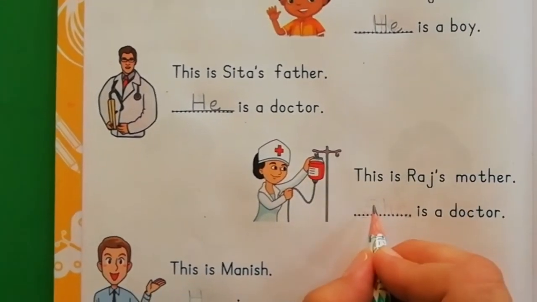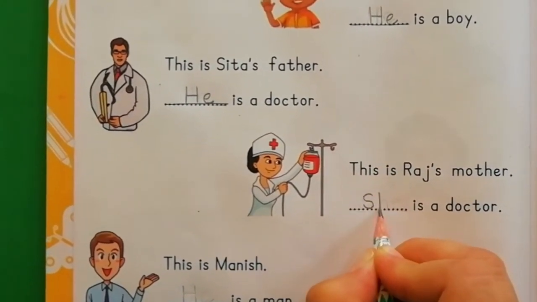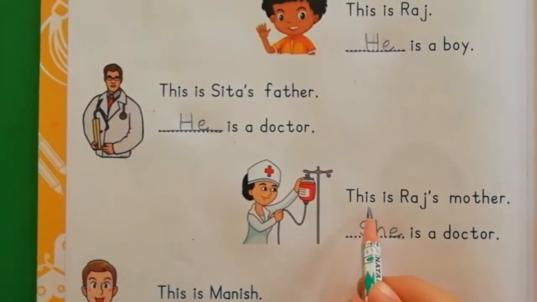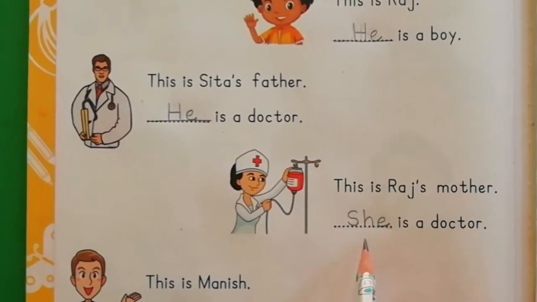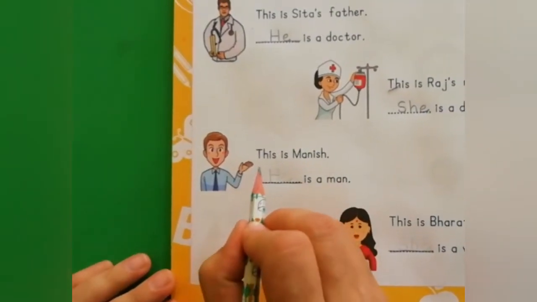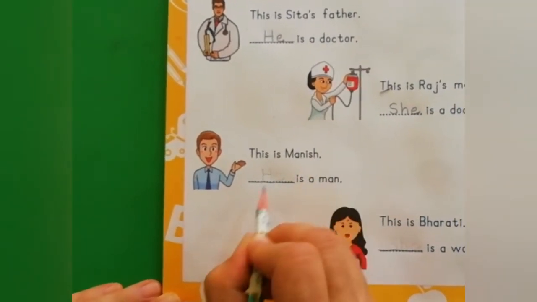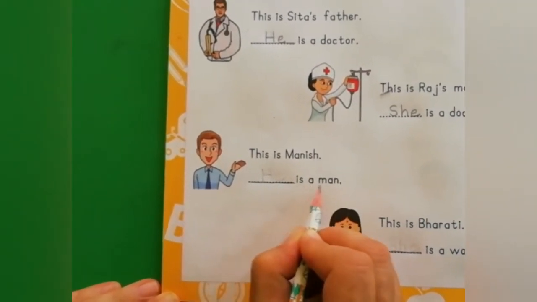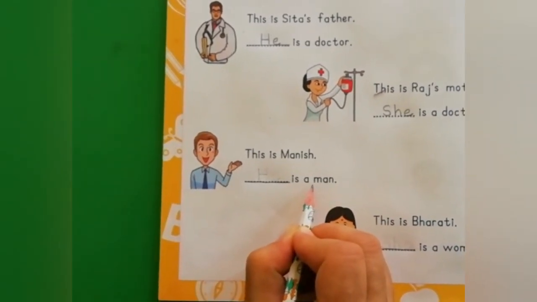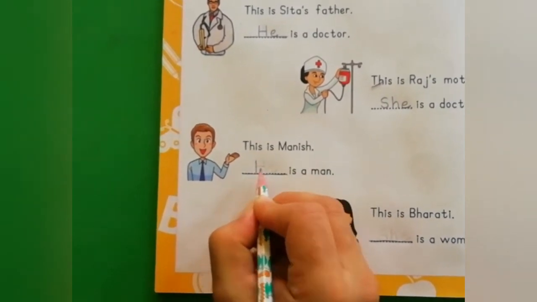So what do we use for mother? She. So we will write capital S H E, she. This is Raj's mother. She is a doctor. This is Manish. Full stop. Dash is a man. Full stop. So what do we use for a man? He. So we will write capital H.